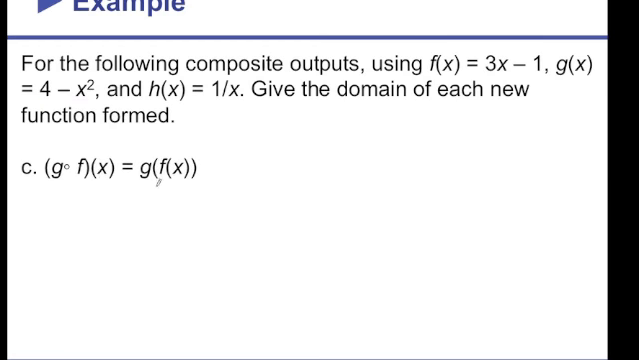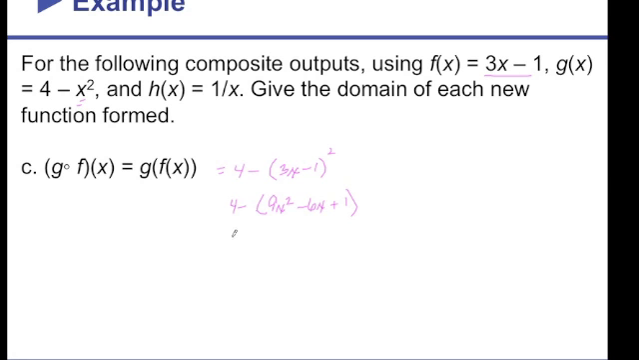G of f of x. We said they're not necessarily the same thing. So we start with g of x, 4 minus, and then in place of x, we're going to put f of x. So minus 3x minus 1, the quantity squared. That will give me 4 minus, and we square the first term, 9x squared. Multiply 3x times negative 1 is negative 3x, double it, negative 6x, and negative 1 times negative 1 is plus 1.